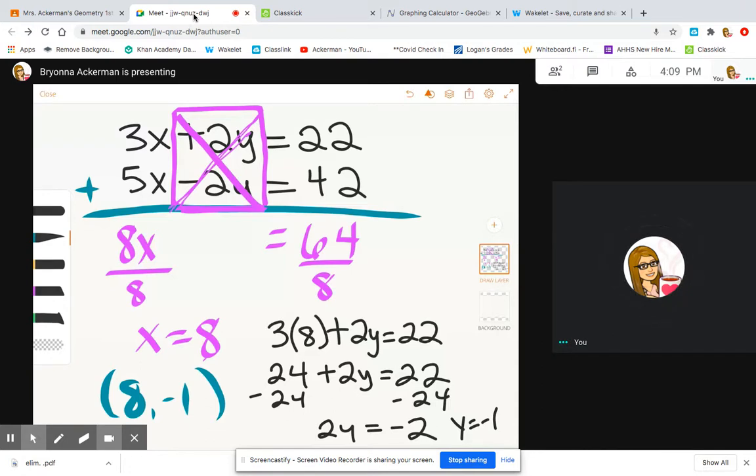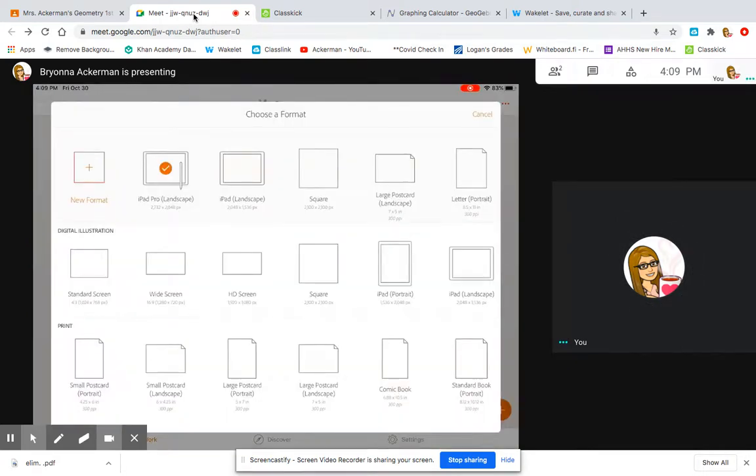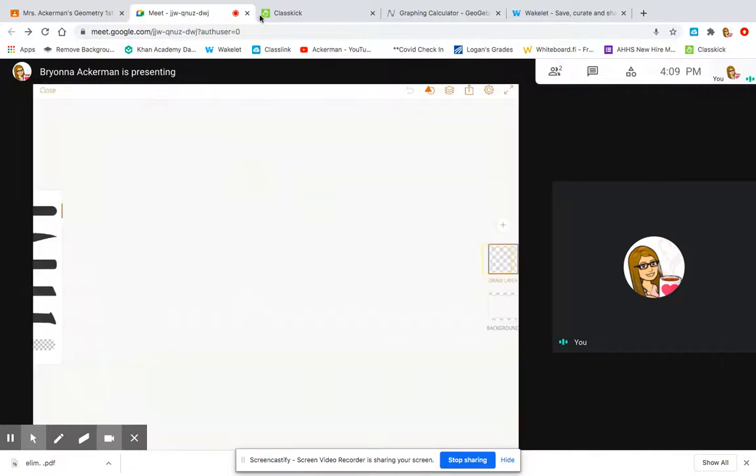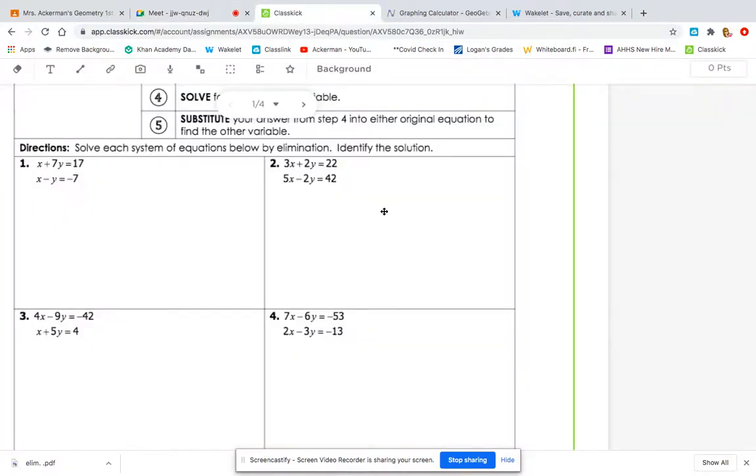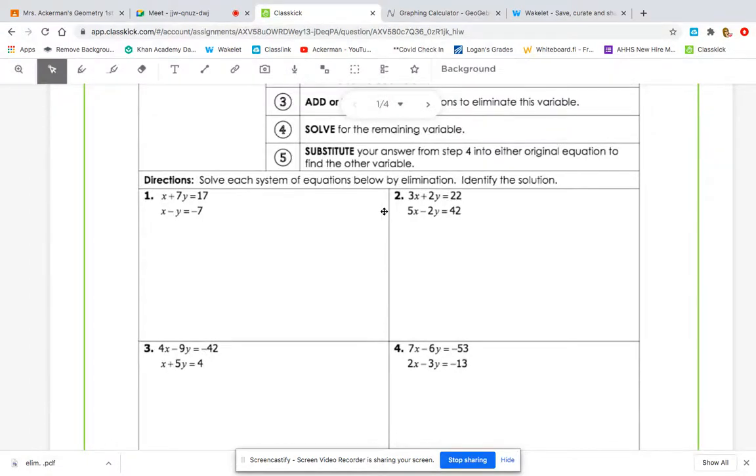Okay? So let's try one more where it's not set up as nicely, like ready to go. And then we have to do a couple more steps to get it ready for elimination, okay? So let's try another one. Okay, we're going to steal one from the class kick. So let's just take number 1. I think number 1's going to be not too bad. So we're going to just rewrite this.